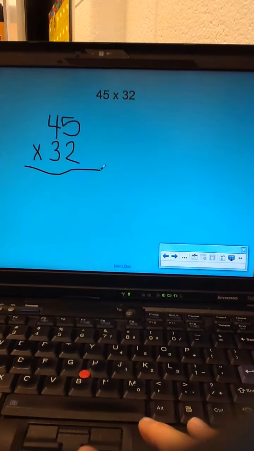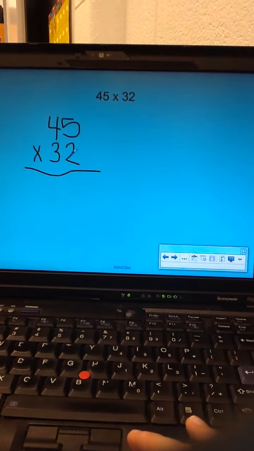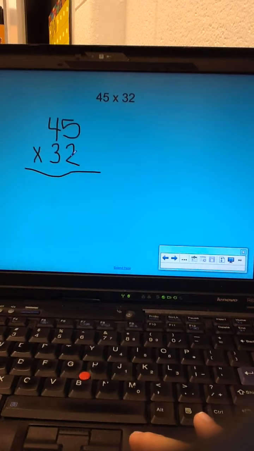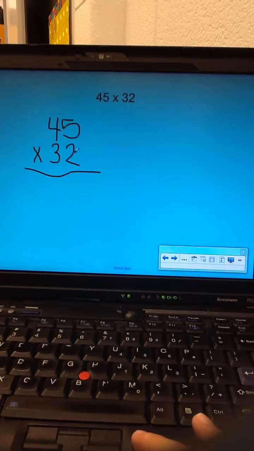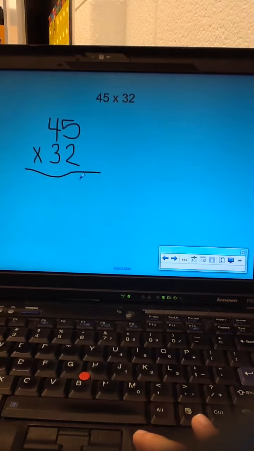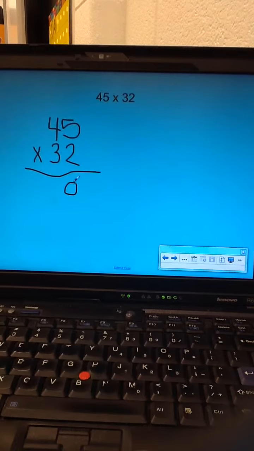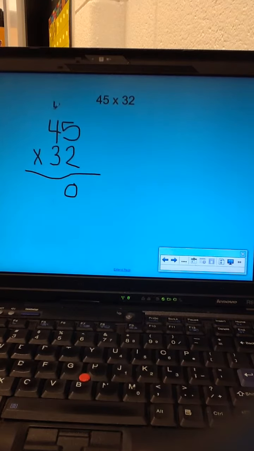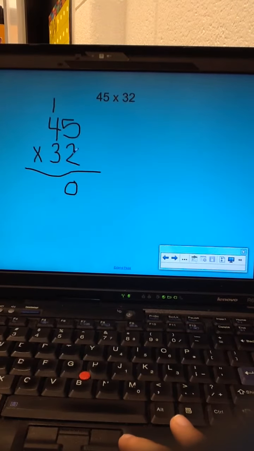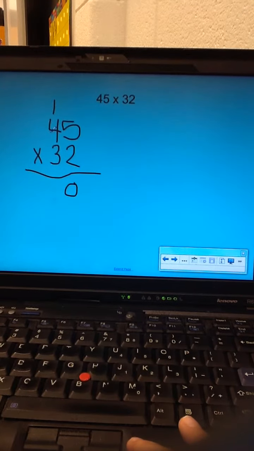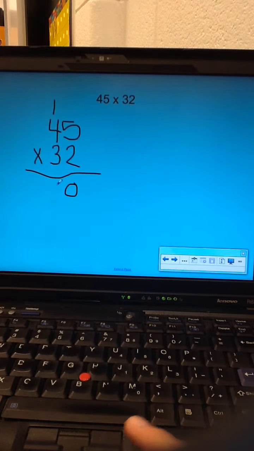Now, in order to solve this problem, we're going to start with the 2 in the ones place. And we're going to multiply the 2 in the ones place times the 5 and times the 4. So let's start right here. 2 times 5 is 10. So I write my 0 and I carry my 1, much like what I've been doing so far. Then I think 2 times 4 is 8 plus 1, and that's 9.